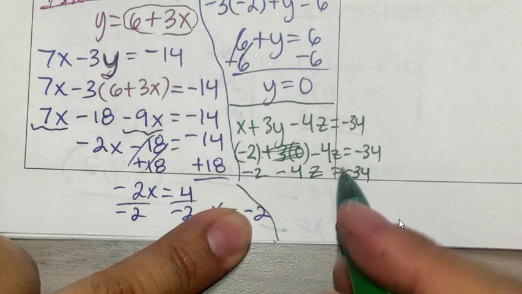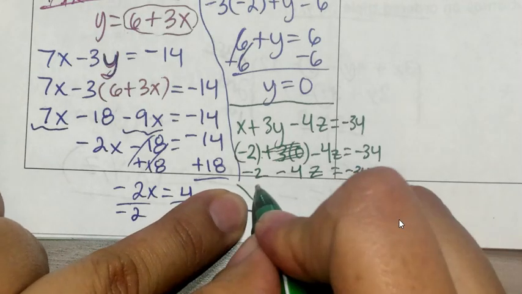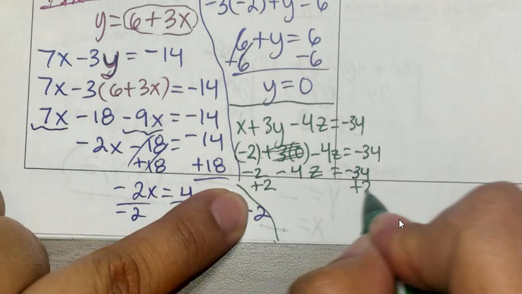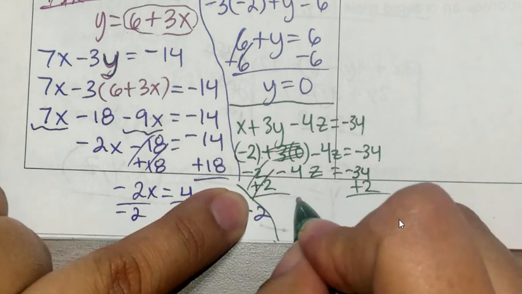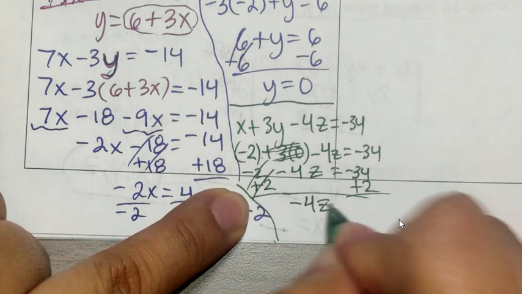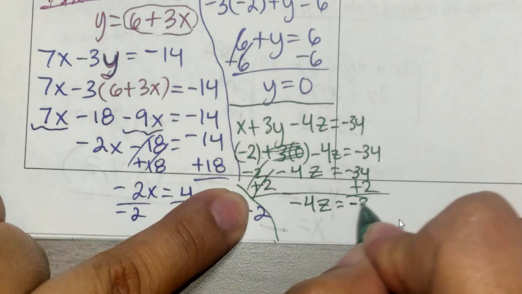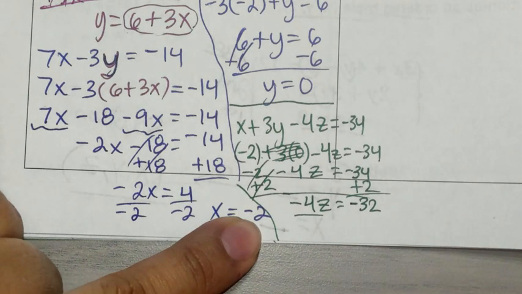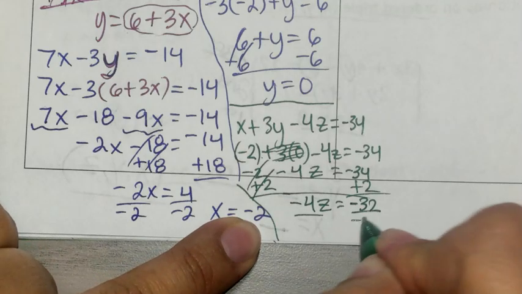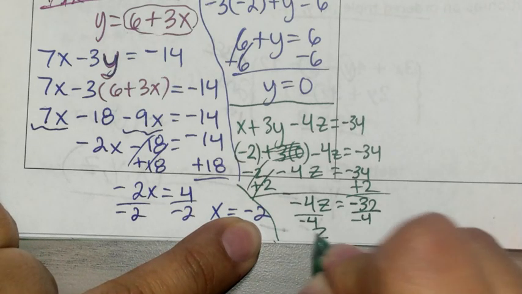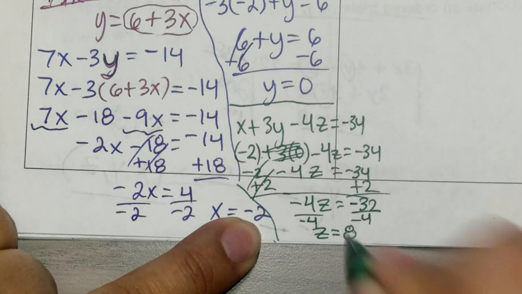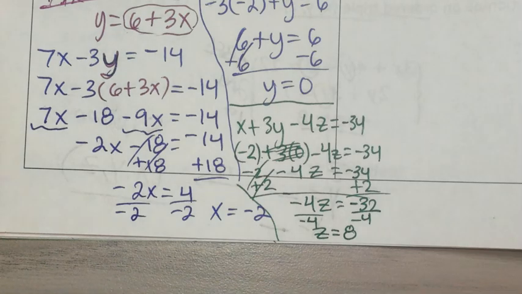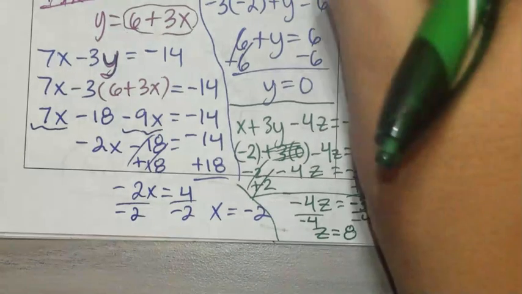We're solving for z, so this negative 2 has to go to the other side. So we're going to add 2. And we're left with negative 4z equals negative 32. And then divide by negative 4. So z equals positive 8. Okay? So then we have 8.